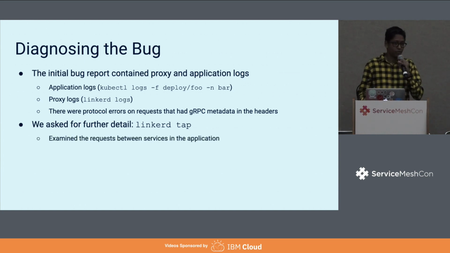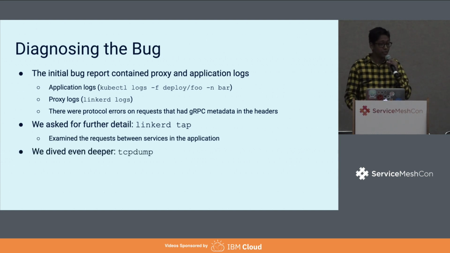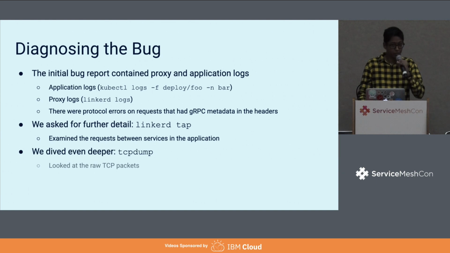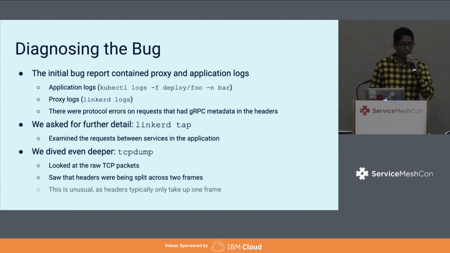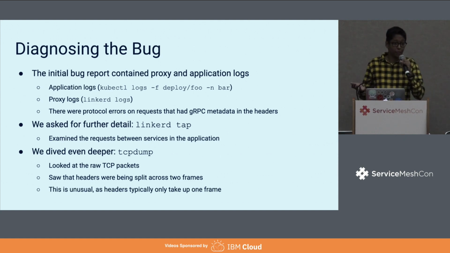Again, that wasn't as helpful as we wanted it to be. So we went a level deeper into the TCP dump. And here, observing the TCP packets, we started to see some stuff. We saw that headers were being split across multiple frames, which was unusual, and we hadn't seen that before.